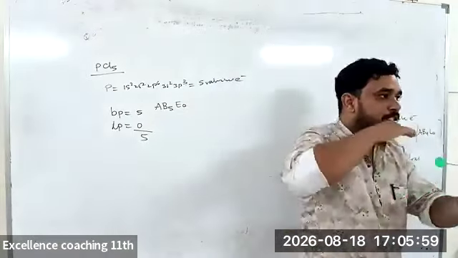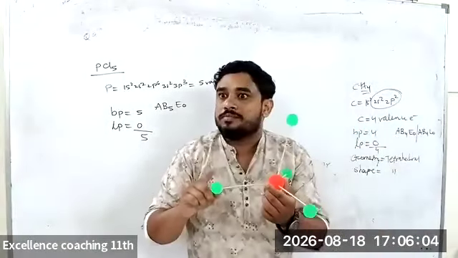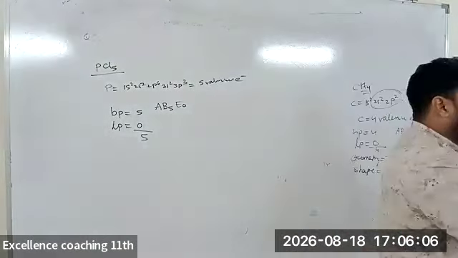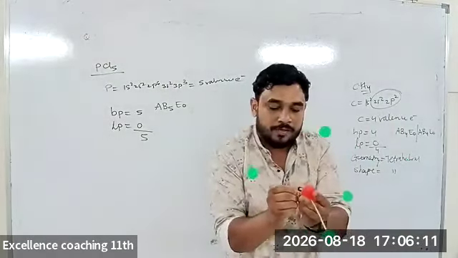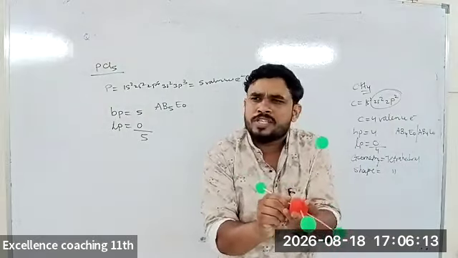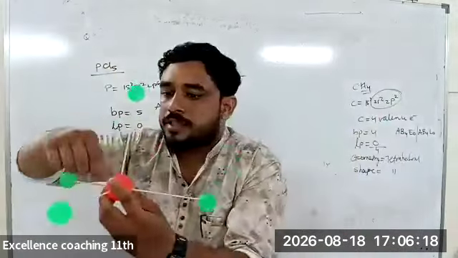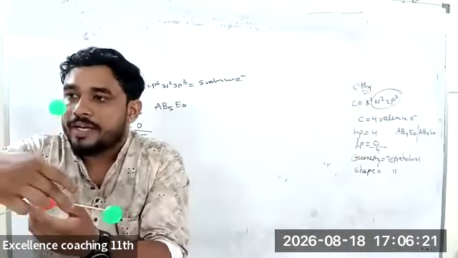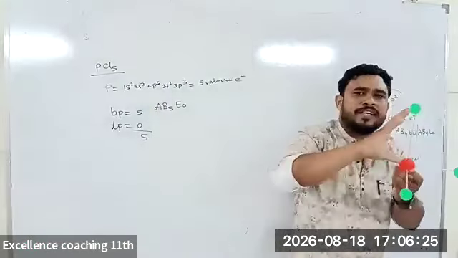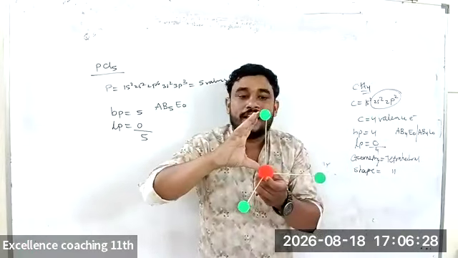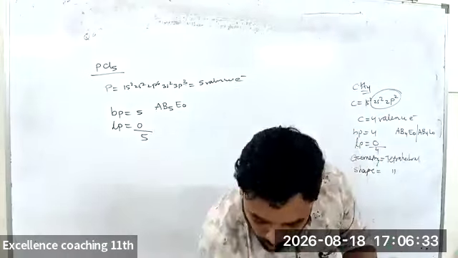So these three fluorines are present in one plane. This is called what? Equatorial bonds. I will discuss the geometry afterwards. The equatorial bonds are a little shorter than the axial. These are called what? Axial bonds. These three bonds are called equatorial, and the vertical ones are called axial. Axial bonds are a little longer in bond length compared to equatorial bonds.